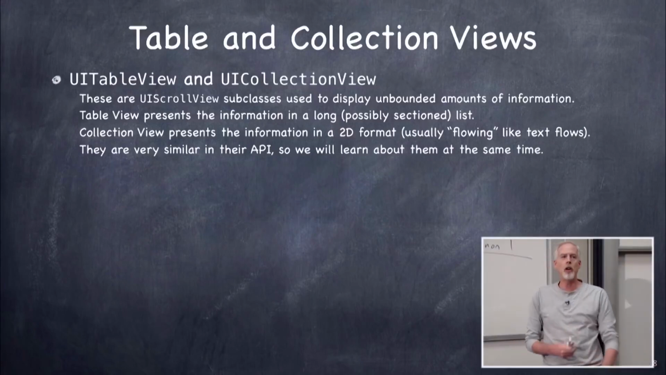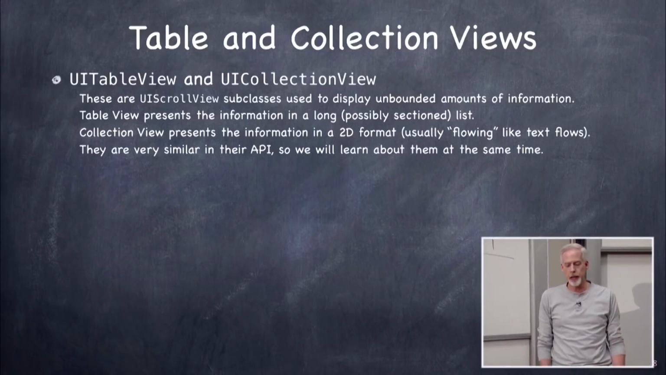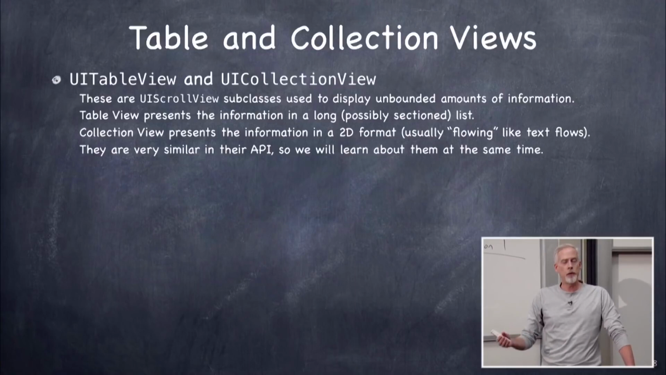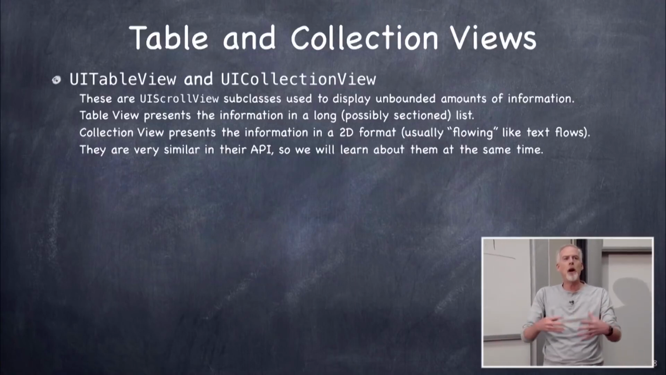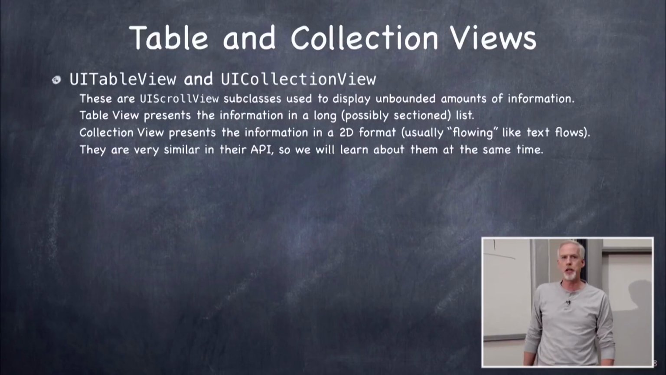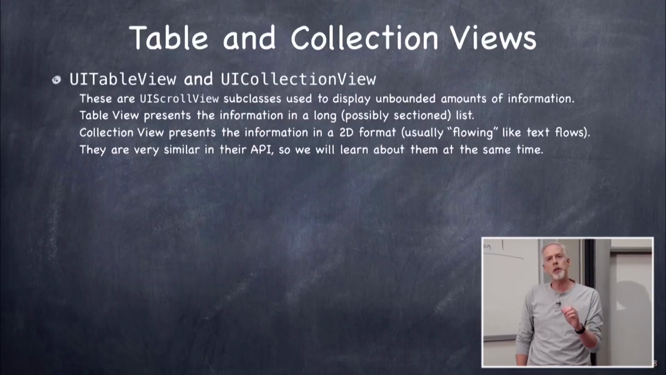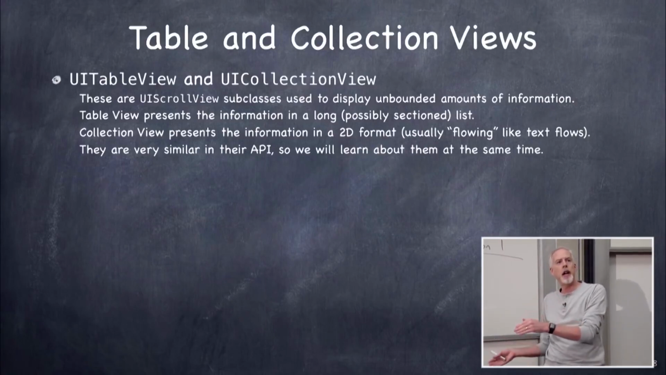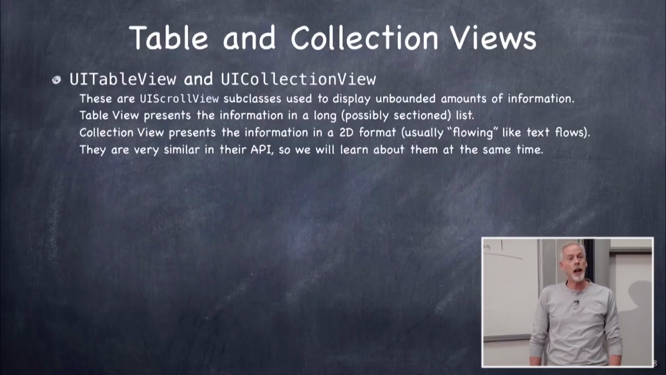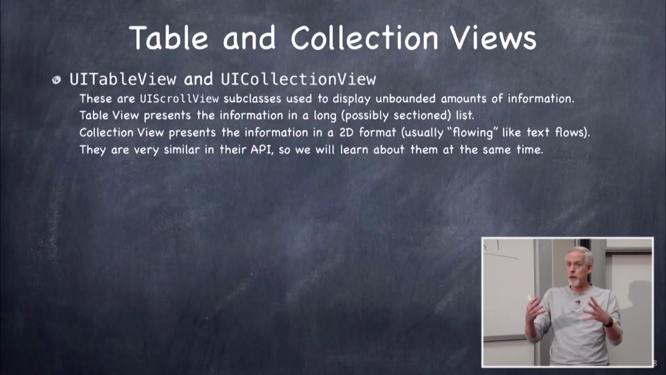You've seen these things all over iOS. You actually know what they are already. They're UIScrollView subclasses that are used to provide access to unbounded amounts of information. And they each display them in a slightly different way. A table view displays the information as a big long list. Okay, the list might be divided into sections, but it's a big long list. Collection view presents it in a configurable way, almost any two-dimensional way.